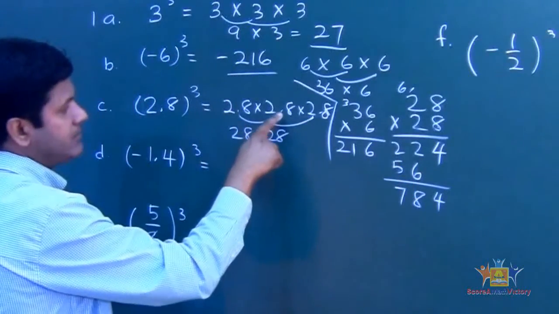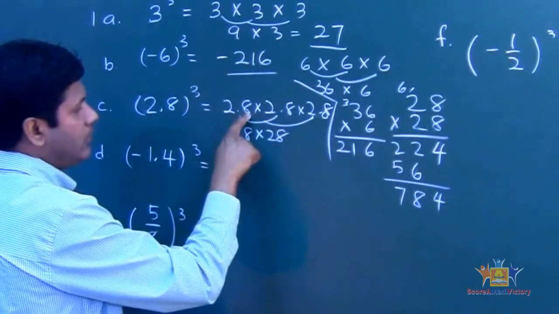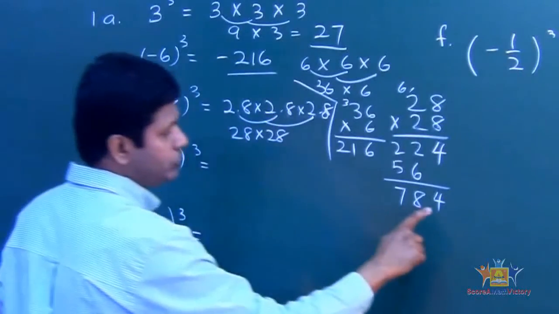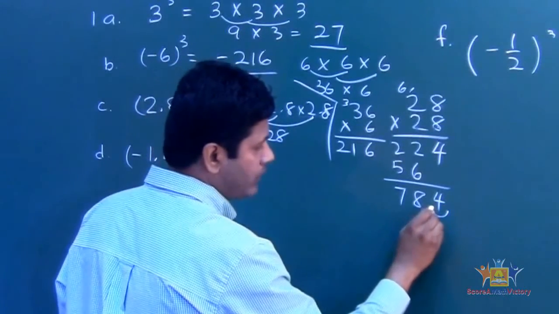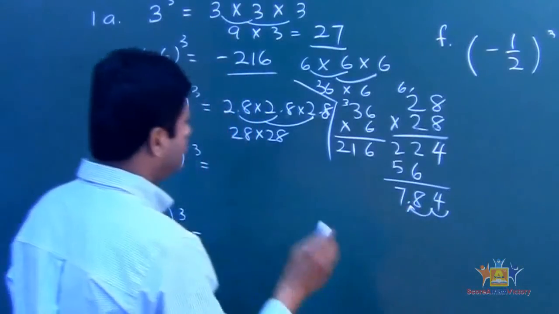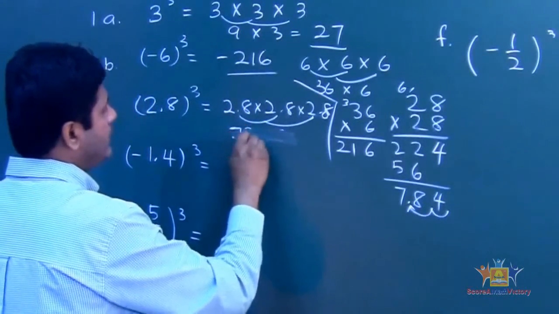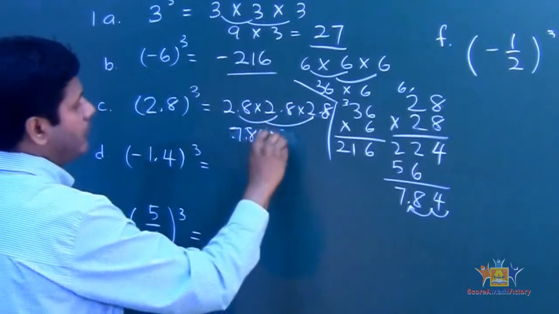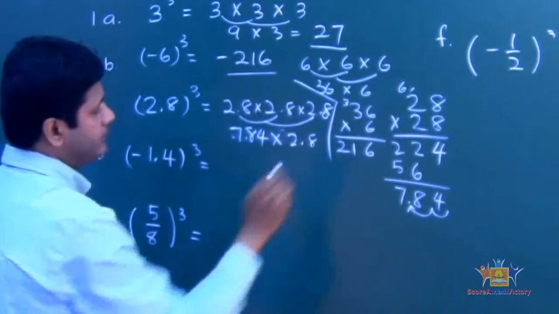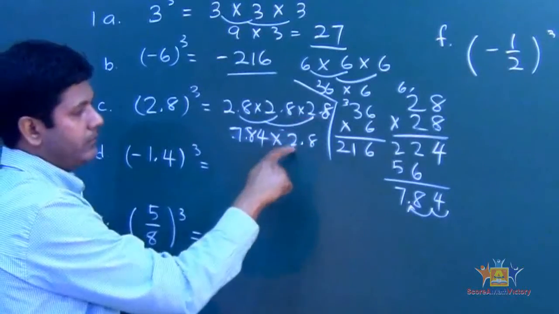Now, we've got to bring the decimal back. How many digits behind the decimal? 1, 2. Okay, that's a 2. So I'm going to grab this decimal right there, move it twice. 1, 2, and put it right there. So it becomes 7 point... 7.84. And then I'm going to multiply that with 2.8. Alright, with that 2.8. See that?